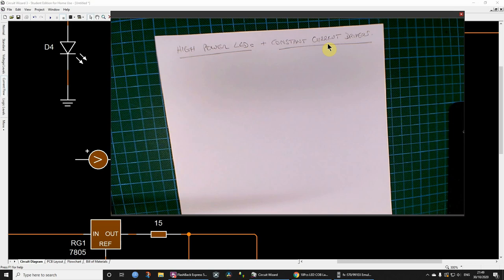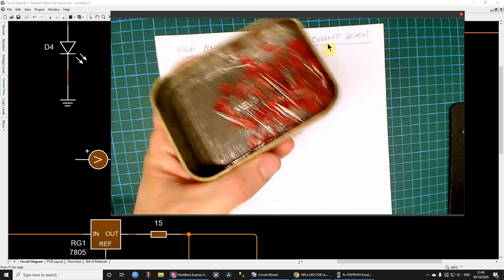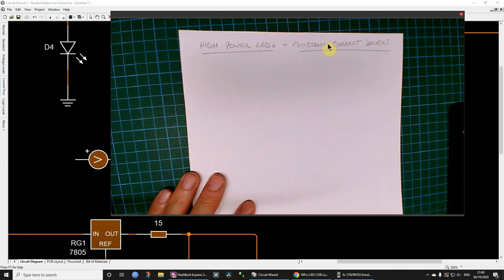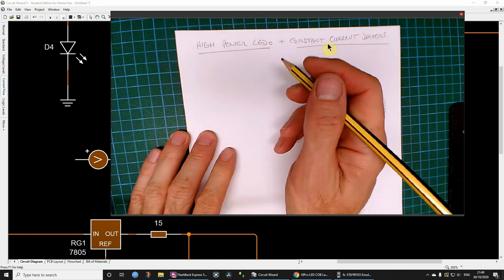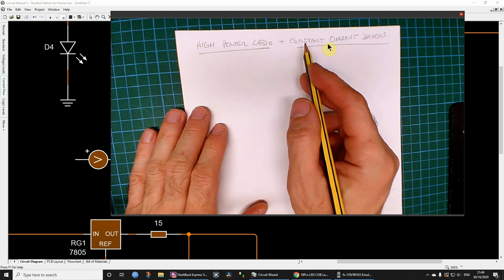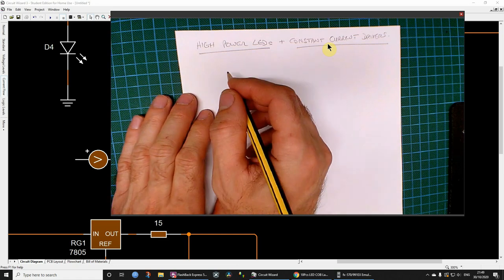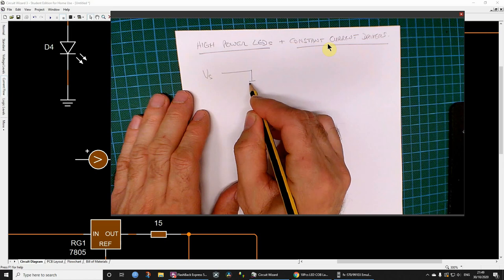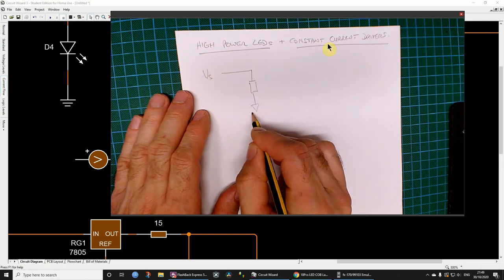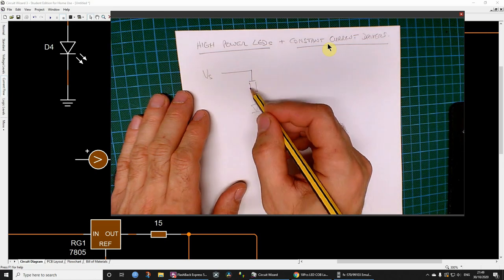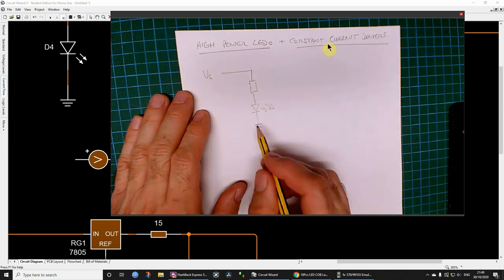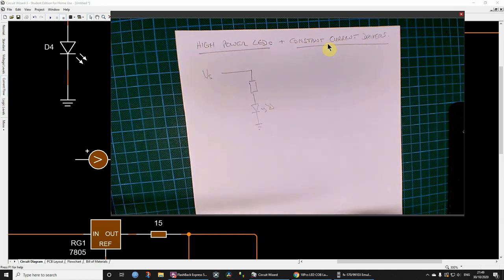All of you, if you're one of my students, are going to be familiar with using LEDs like that, a typical 5mm LED. So I'm going to use that to recap some basic things, and then we'll move on to high power LEDs and constant current drivers. First of all, a typical circuit for a standard everyday LED: we've got a current limiting resistor, the LED, the supply voltage, and then we go to ground.